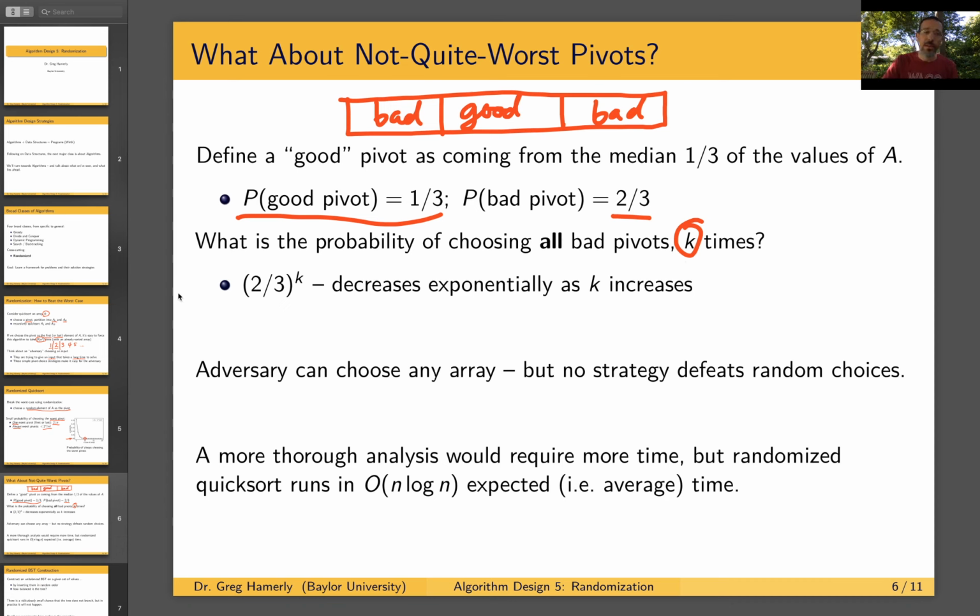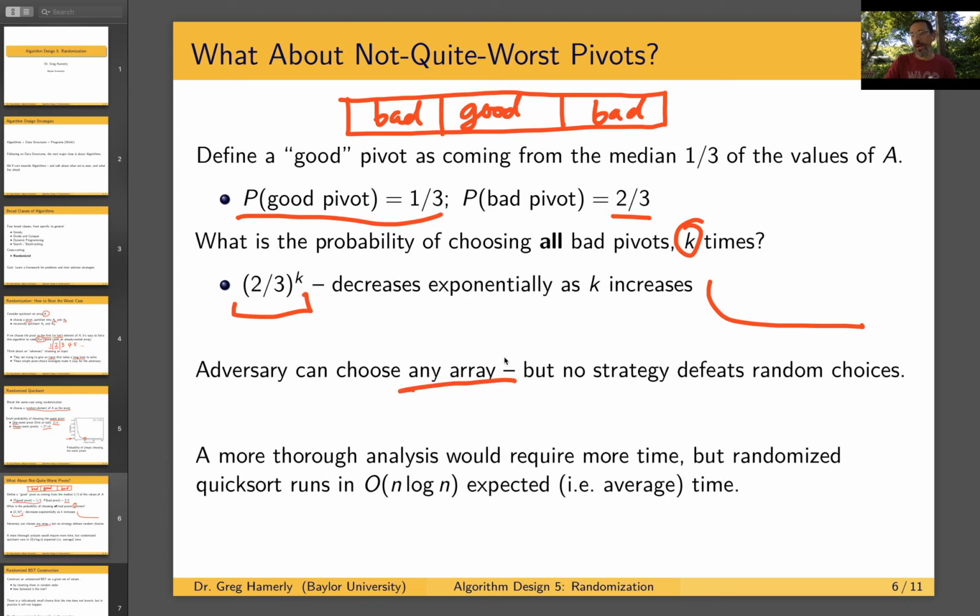Well, the chance that we do it k times in a row is (2/3)^k, which is a function that's decreasing exponentially, very quickly going to 0 as k increases. So the probability that we're going to get a lot of bad pivots over time is vanishingly small as k grows, and k grows as the size of our array grows. So the probability that we're going to get bad pivots a lot of the time or all the time is very, very, very small.